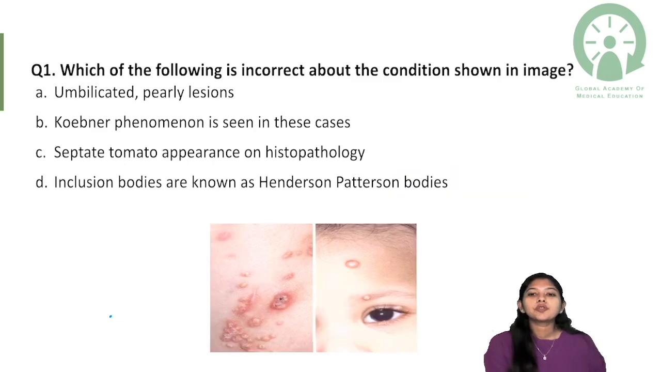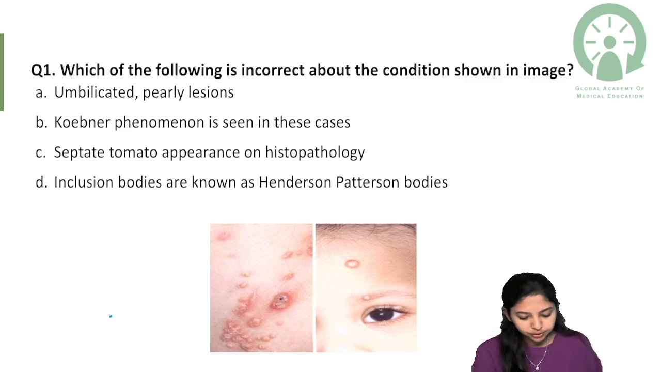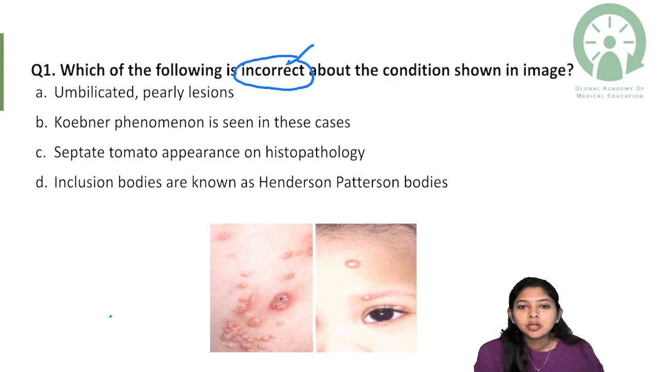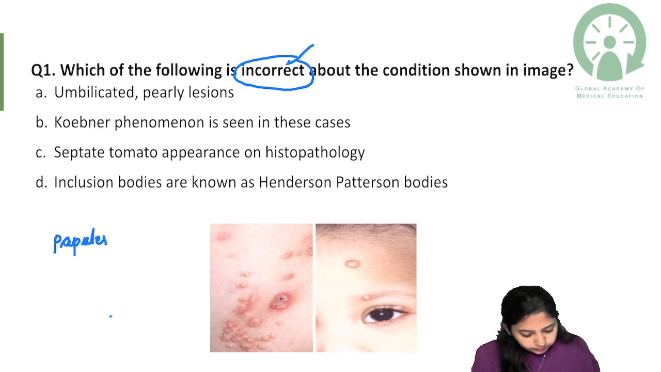Going to the first question: which of the following is incorrect about the condition shown in the image? First of all, you have to notice that they are asking you the incorrect statement, right? So what you see in the picture, let's define the lesion. We are getting papules, and pearly papules. They have a very pearly appearance and they have central umbilication, right? So we are getting papules which are pearly and have central umbilication.